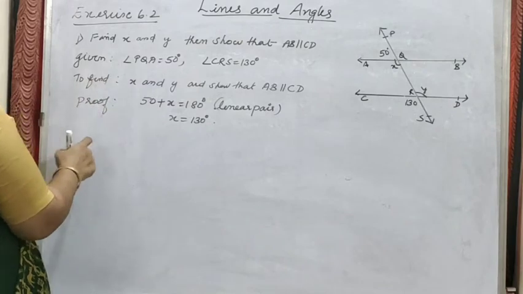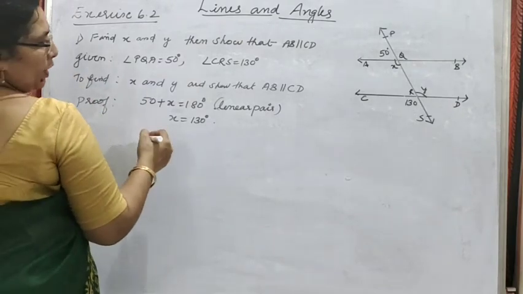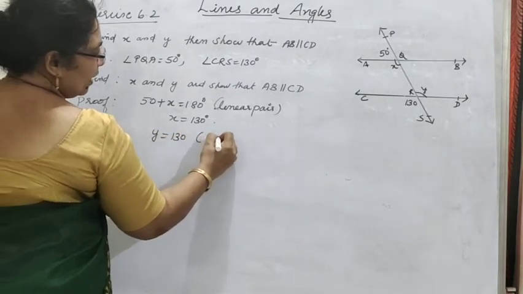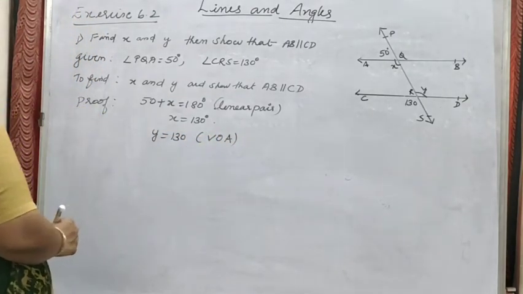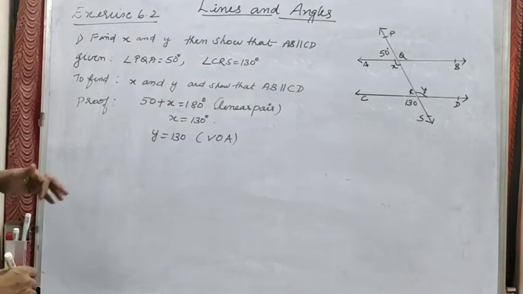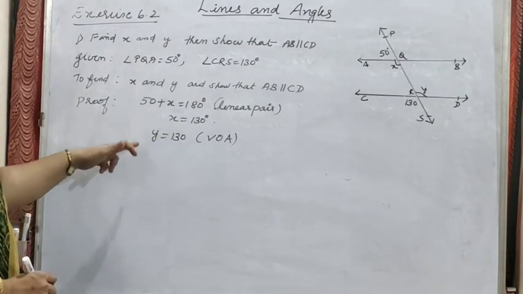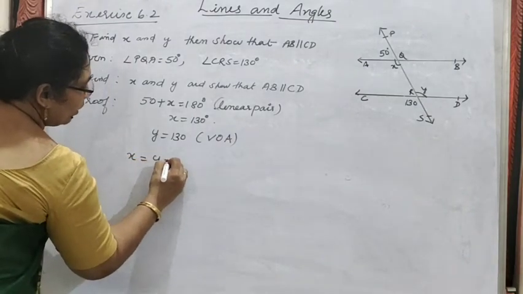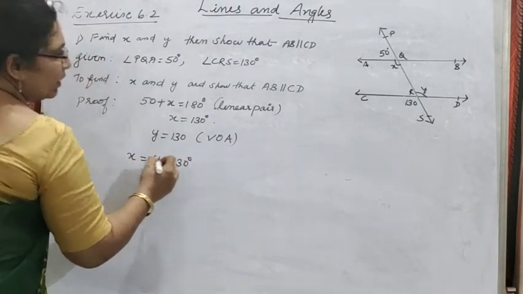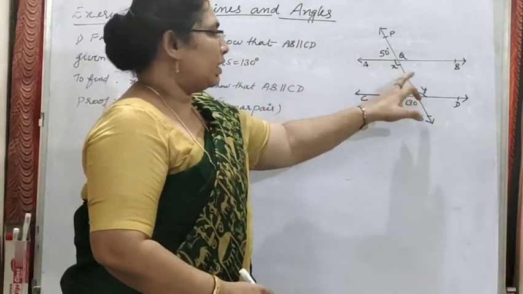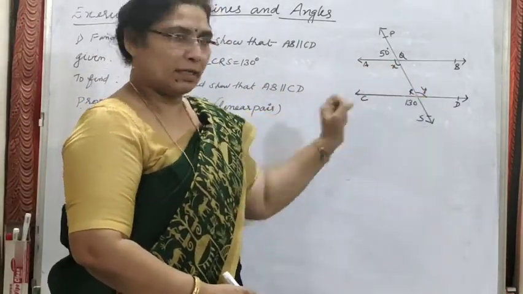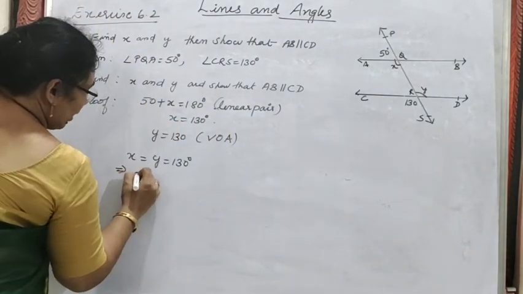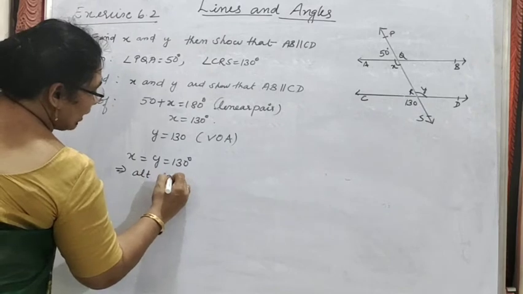Find X and Y is the first step. So X we got. Now Y also we should get. Y equal to 130 if I write. What is the reason I should write? Vertically opposite angles. Now we got X as 130 and Y as 130. See that one? X equal to Y equal to 130. Now check the figure. X and Y are interior as well as alternate, and their values are equal. So here we can write, this implies alternate interior angles are equal.